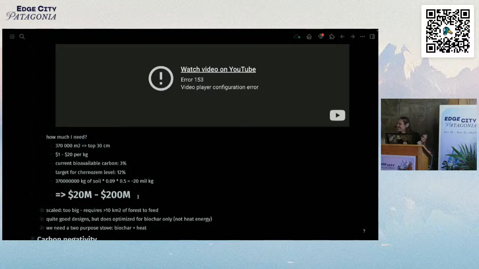So let's talk about the money. I started to think what we can do with that, how to scale the process.